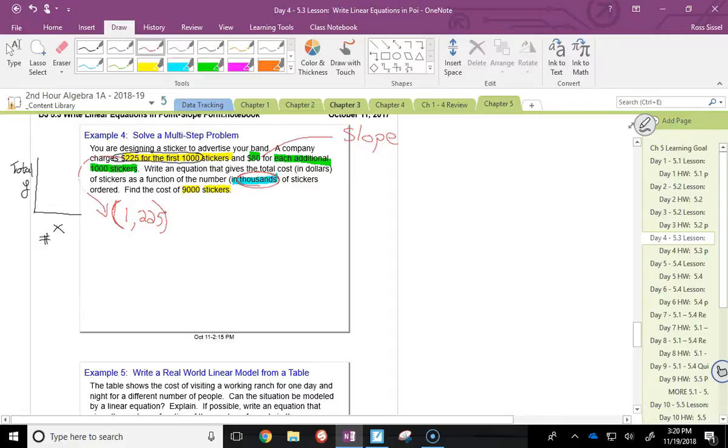Then we said our slope over here was 80 for every additional 1,000. So that's 80 for an additional 1,000. Well, we only have one group of 1,000. I want to reiterate, the reason we're using 1 here and in the x-coordinate is because of the part where they said in thousands. If they wouldn't have said that, we would have to use 1,000. So now I have my coordinate and I have my slope.